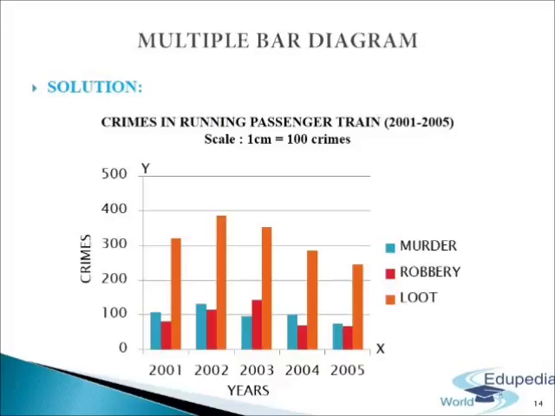Let's for example take the year 2001. In 2001, 108 murders took place. It is represented by a blue bar in the diagram. In 2001 only, 82 robberies took place. It is represented by a red bar in the diagram. And last is loot. In 2001, 321 cases of loot took place in the running train, and it's represented by an orange bar. This is how every particular year is described in a multiple bar diagram.